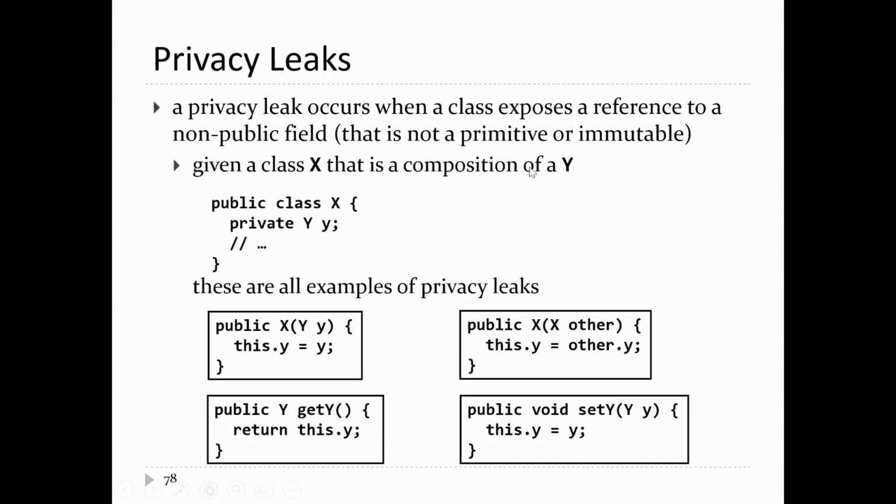Okay, so that's enough composition for now. A privacy leak occurs when a class exposes a reference to a non-public field that's not primitive and mutable. So if you have primitive fields, none of this matters, because there's no way in Java to return a reference to a primitive field. You can return the value of a primitive field, but you can't actually return the field itself.